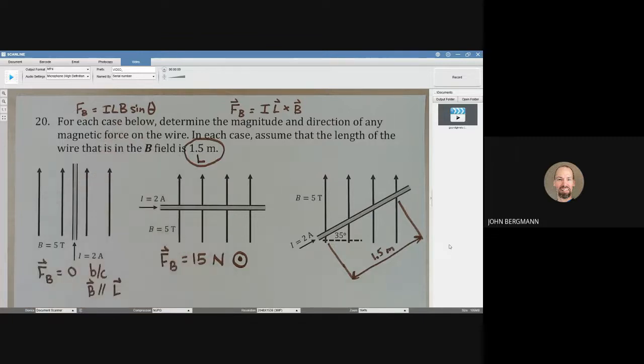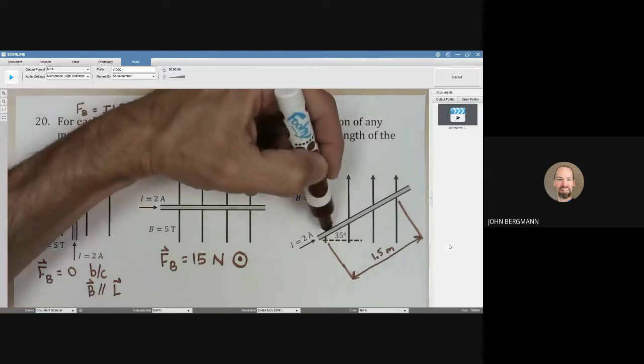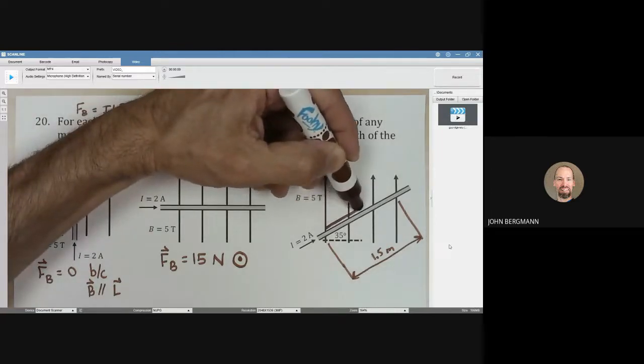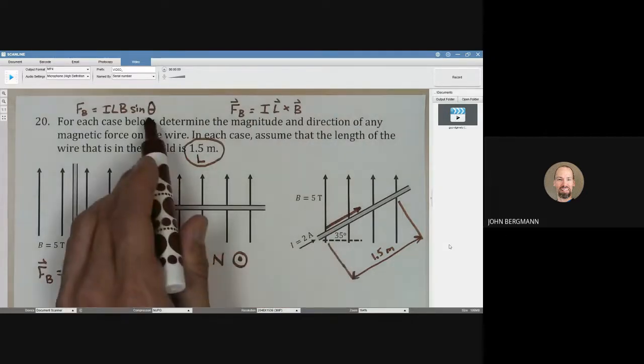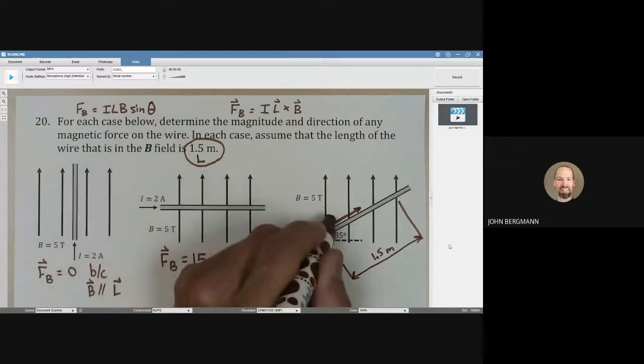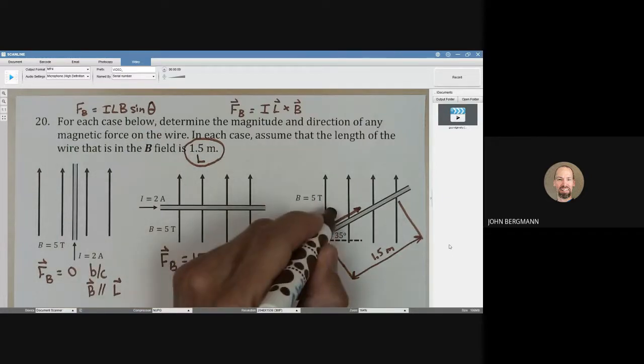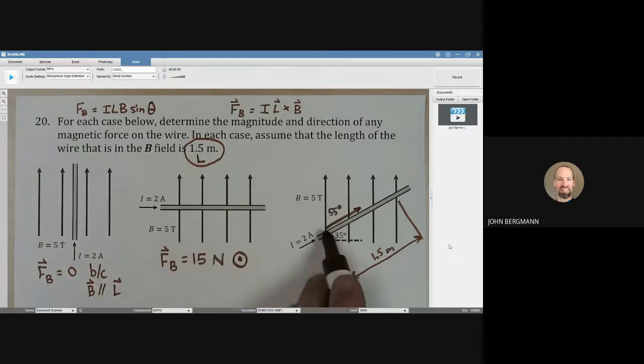ILB sine theta. Now we need to be careful with theta because by definition, theta is the smallest angle between the vectors when their tails are tied together. And you can see that this L vector points in that direction right there. This 35 degrees is not the angle that we want for theta. The angle that we want is this one here, 55 degrees, because that's the angle where the two vectors have their tails tied together. You can see that the 35 is not where the tails are tied together.